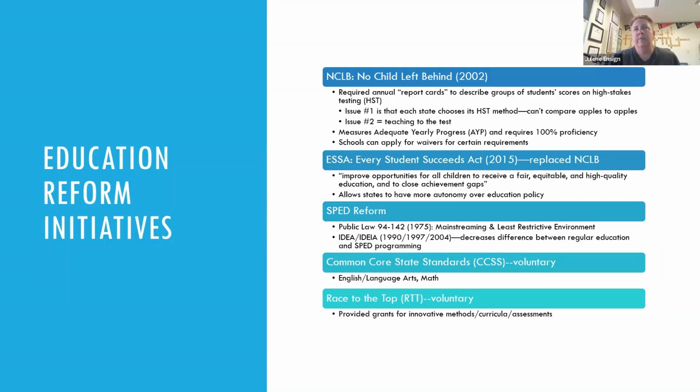Okay, so in 2015, the Every Student Succeeds Act replaced No Child Left Behind. And its primary objective, you can see here, is to improve opportunities for all children to receive a fair, equitable, and high quality education and to close achievement gaps. Did it do that? I think the jury is still out on that, but it did allow states to have a little bit more autonomy over the policies. And so it was a step in the right direction.